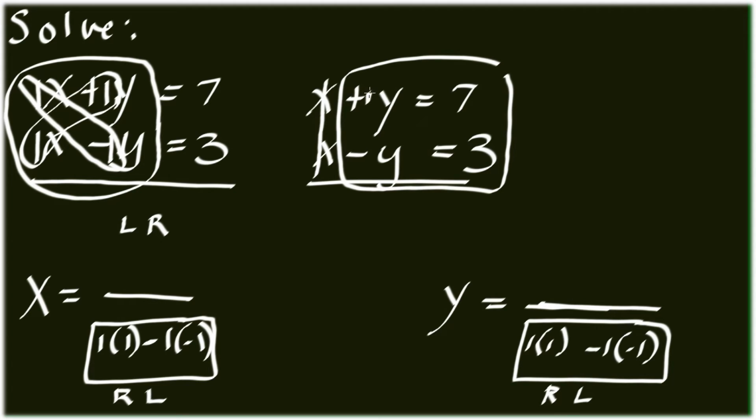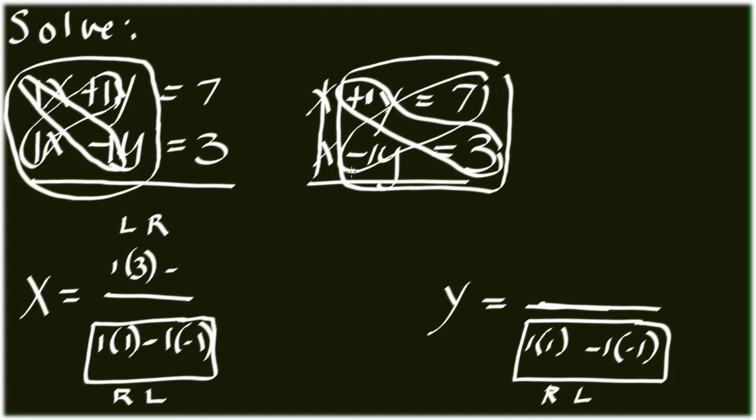So the left diagonal will be this 1 times 3, minus the right diagonal, so minus 7 times negative 1. When you simplify this, this is 3 plus 7, which is 10. Now the denominator is 1 plus 1, which is 2. So our x is 5.